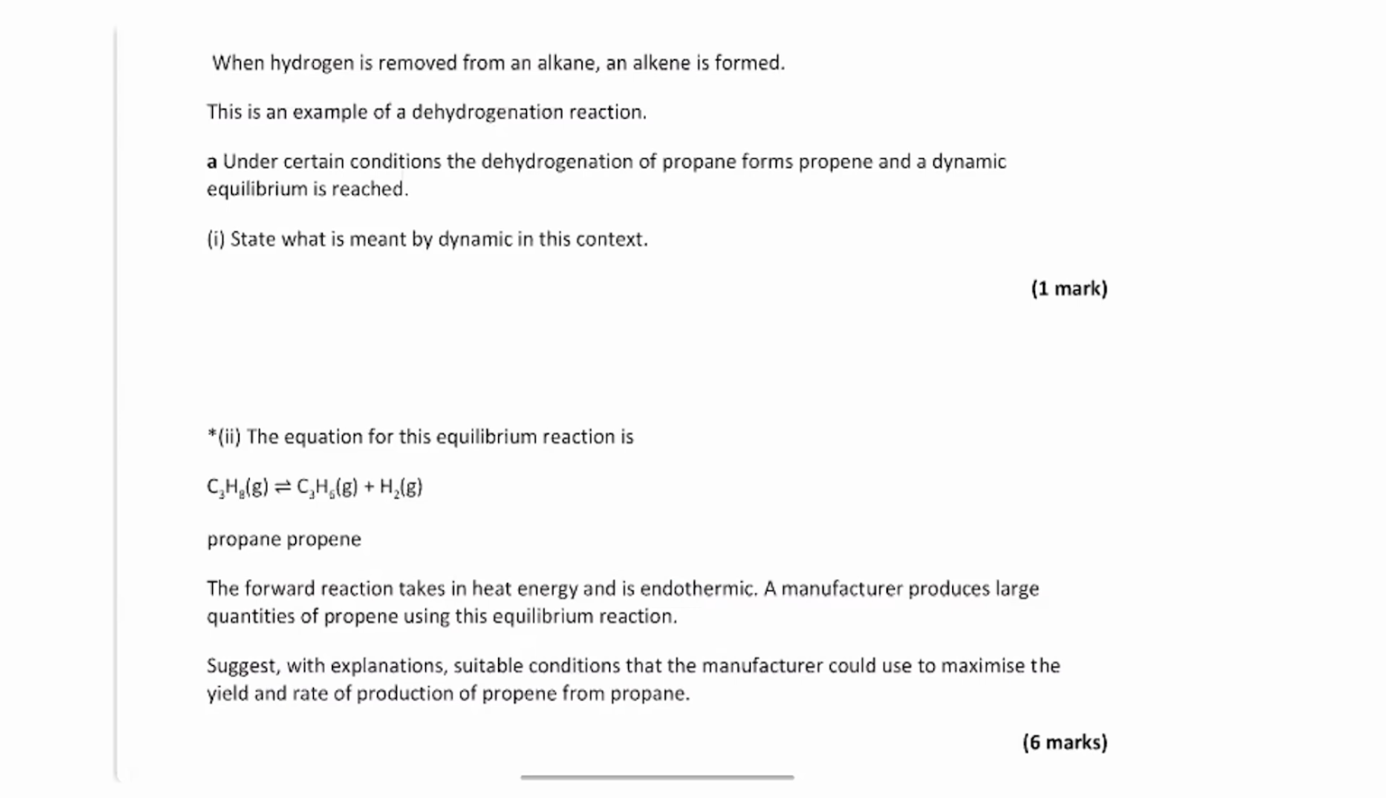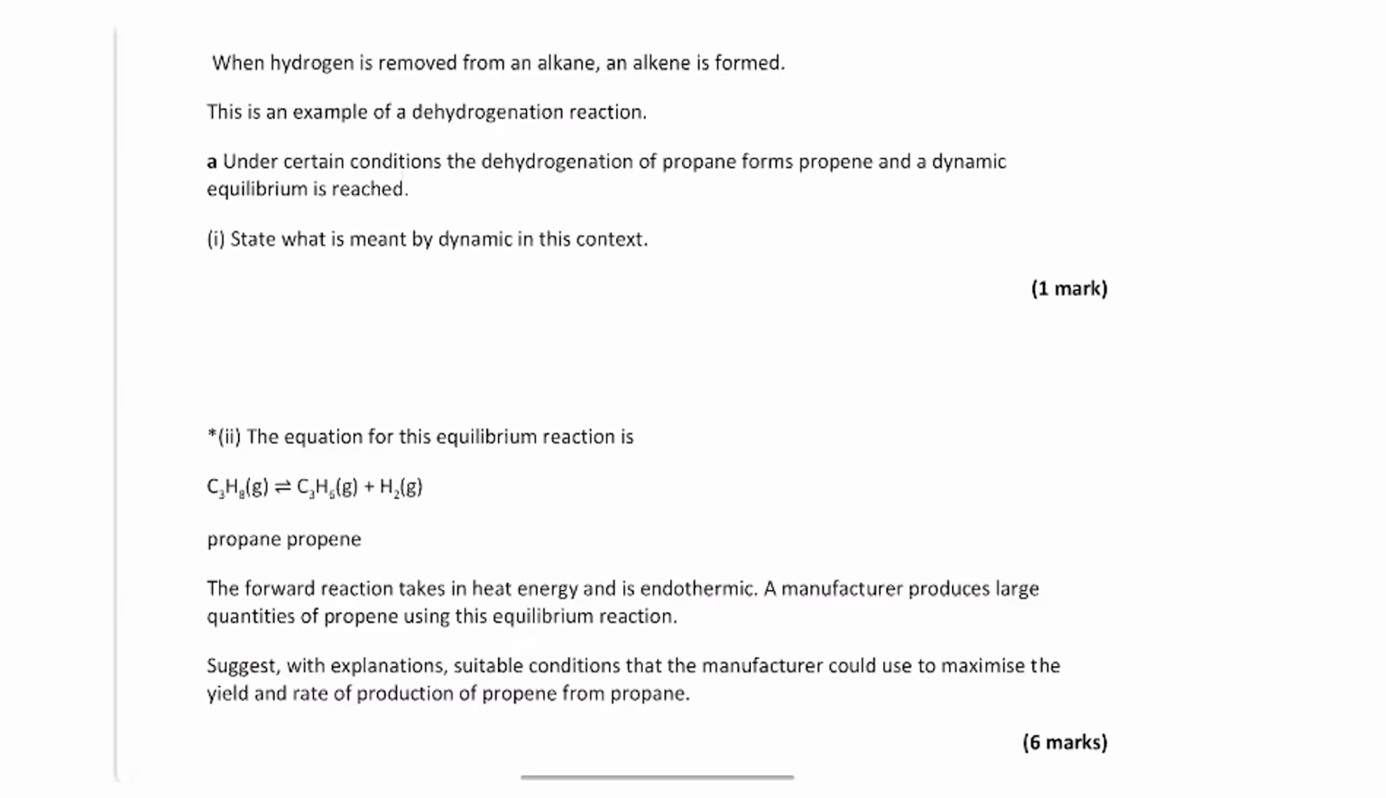Okay, let's get that nice little 1 marker out the way, then we can dive into the rest of the question. When hydrogen is removed from an alkane and an alkene is formed, this is an example of a dehydrogenation reaction. Under certain conditions, dehydrogenation of propane forms propene, and a dynamic equilibrium is reached. State what is meant by dynamic in this context.